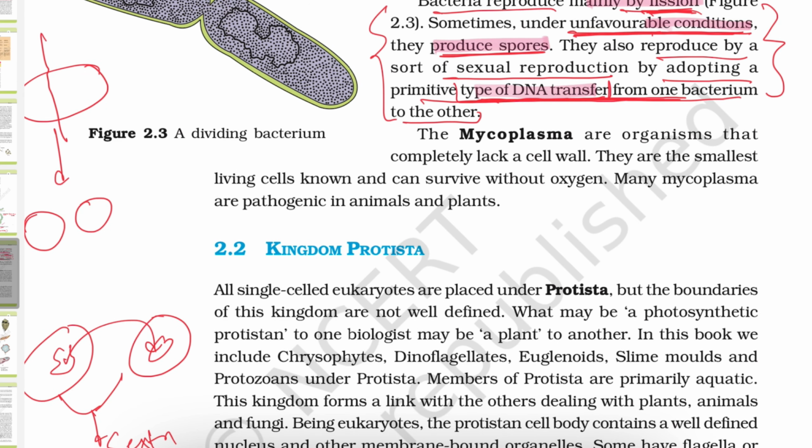Now comes the mycoplasma, the most important. The four important points of mycoplasma are: they completely lack a cell wall, they are the smallest living cells known, they can survive without oxygen, and many mycoplasma are pathogenic in plants and animals. Very important, give it a 5-star.